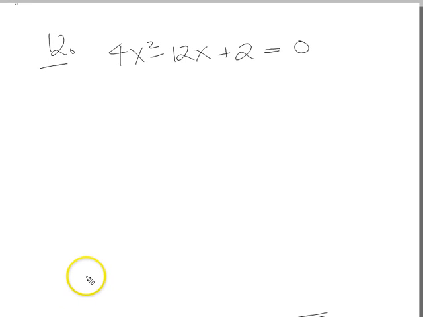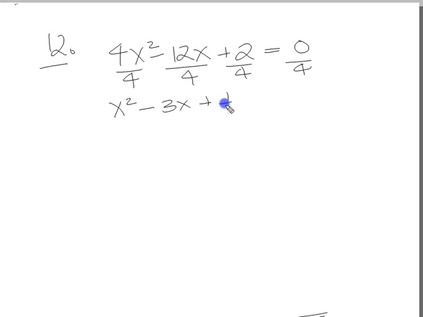Right, let's have a go at 12 then. You notice we got 4x squared, so we just want 1x squared for completing the square. So I need to divide all the way through by 4. So divide every single term on the left by 4, and on the right by 4. So we end up with x squared minus 3x plus a half equals 0.